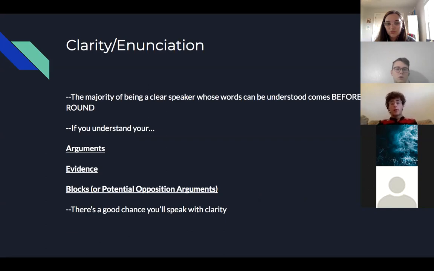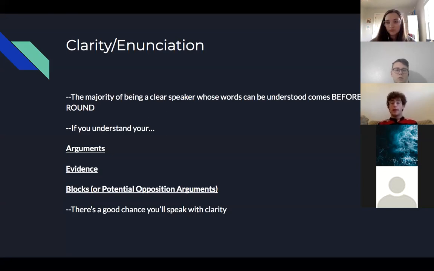Okay, and then we have clarity and enunciation. The majority of being a clear speaker whose words can be understood comes before the round. If you understand your arguments, your evidence, and your blocks, which is essentially the evidence or arguments that you've prepared against potential opposition arguments, there's a good chance you'll speak with clarity. It just comes from an understanding of what you're arguing in the round.